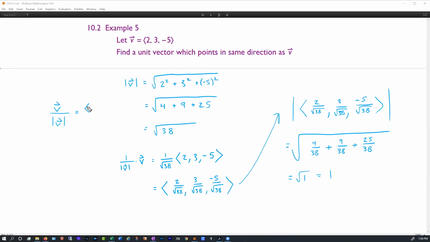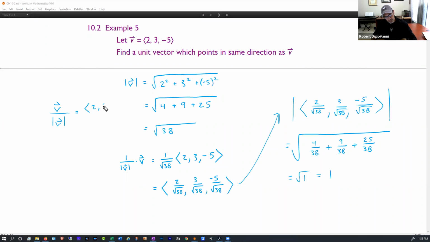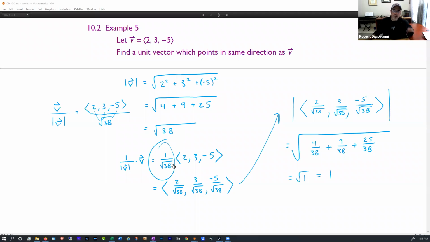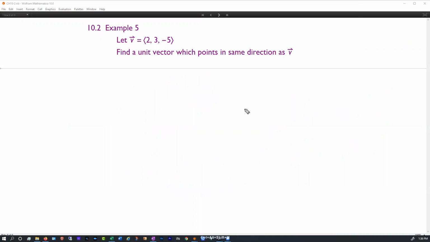If you kept it like this, then you write the vector v, that's 2, 3, -5, and then divide it by its own length, which is √38. Then you would just divide each of those by √38. Oh, okay. And then that would give you the same thing. I only do it this way to stress to you that this is scalar multiplication. Just to show you that it really is just scalar multiplication.